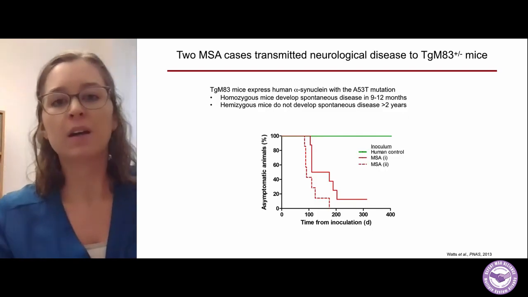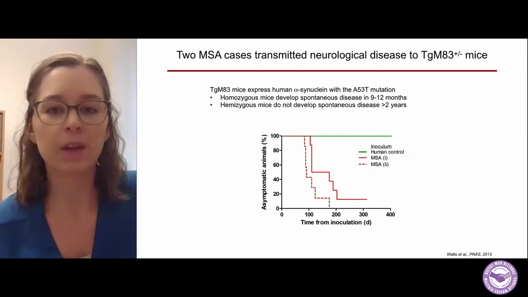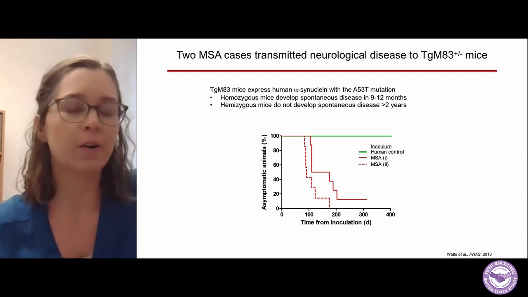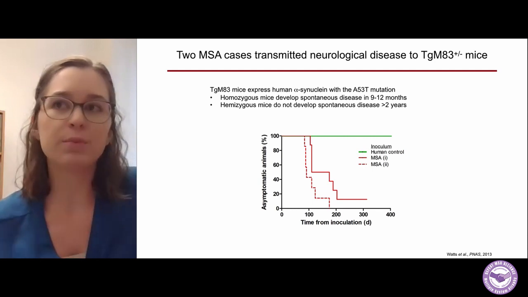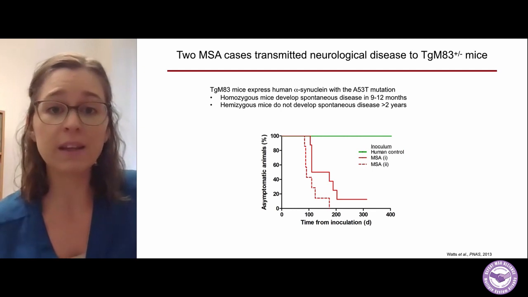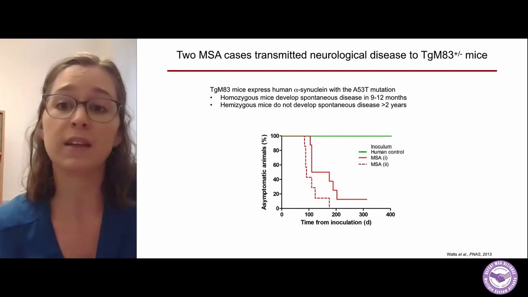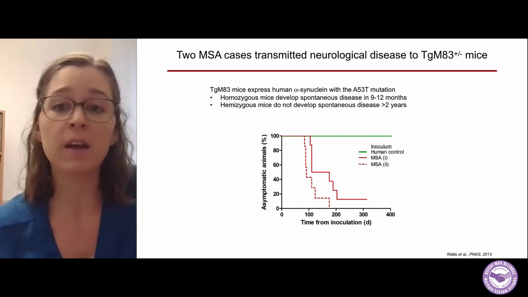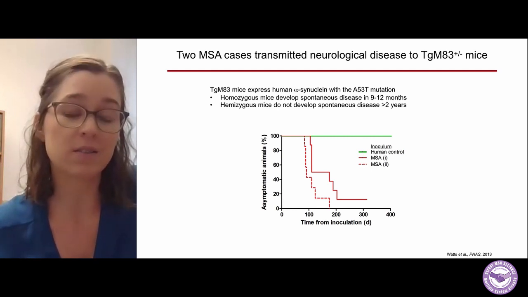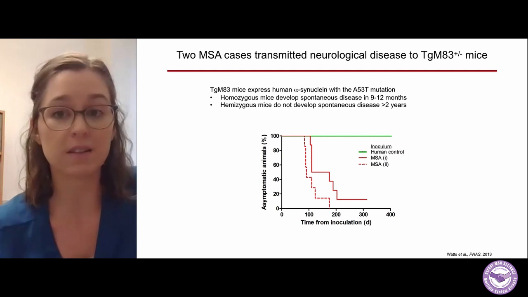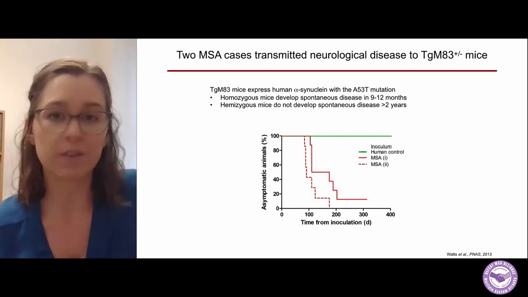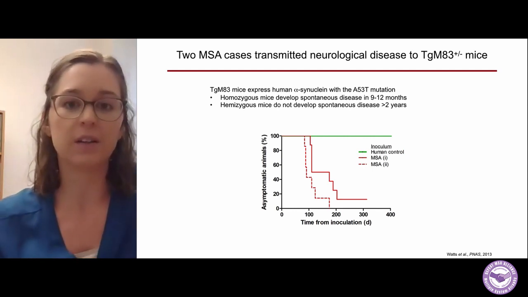Okay, so back in 2013, work in the Prusiner lab started focusing on thinking about multiple system atrophy as a prion disease and investigating if it acts similarly. And so to begin these experiments, they were using a transgenic mouse model that expresses human α-synuclein with one of the Parkinson's disease mutations, which is A53T. So whenever you see M83 mice, think of the A53T mutation throughout this talk.